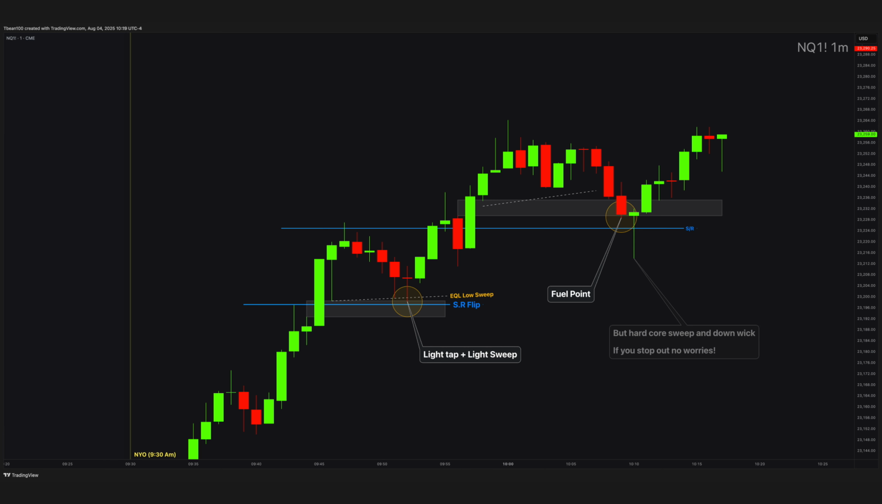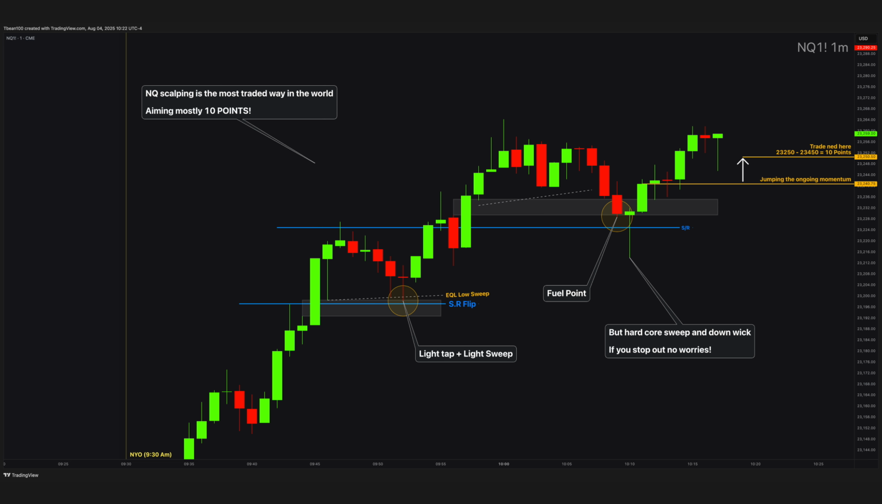Now in Nasdaq, most scalpers aim for only 10 to 20 points per trade. If you get stopped out, then simply wait for the momentum to return and jump in again, because once we have the fuel needed, we should keep pushing and moving upwards. Take your 10 points and get out safely. In and out, repeat the process, and keep restarting again and again every day.